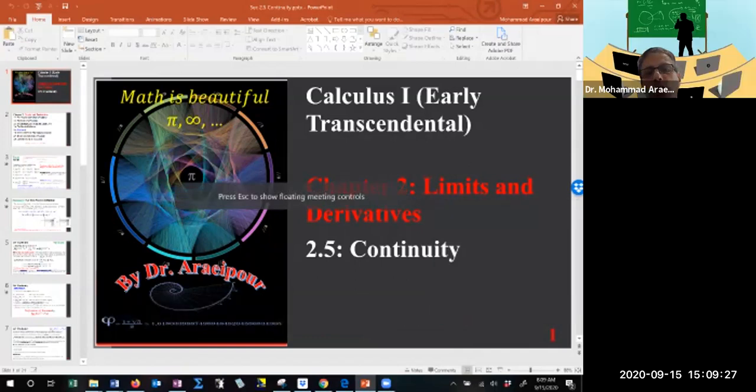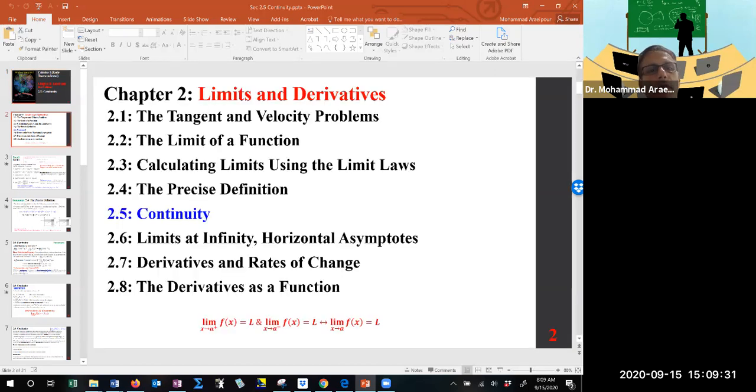Good morning, class. We are looking at section 2.5, continuity. Okay. So we covered the tangent and velocity problems in this chapter, the limit of a function, calculating limits using the limit laws, a precise definition of a limit. We're going to go to continuity. And we have the definition of a limit at the bottom, and we're going to take it from there.